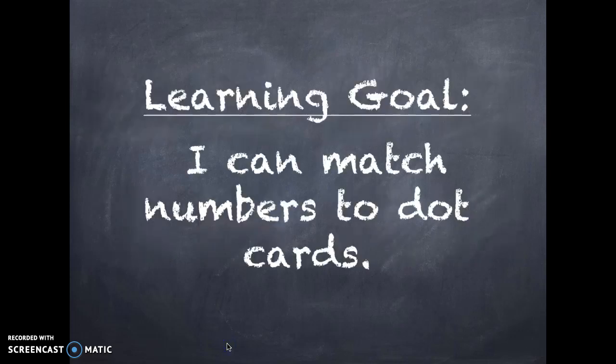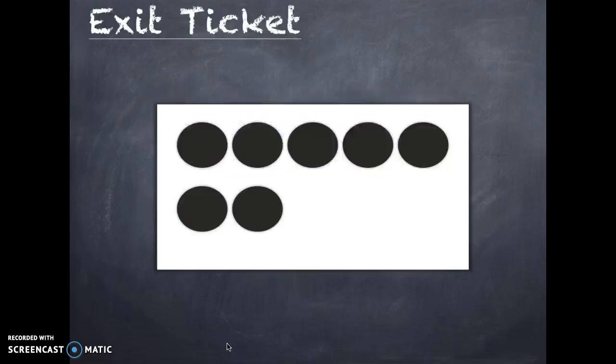Okay, our learning goal for today said I can match numbers to dot cards, and that's exactly what we did. We know it's important to look very carefully at the dots and then find the matching card. All right, this is your exit ticket, friend. I see the number 5, 6, 7. I'm going to add one more, and I want you to either make a video telling me what number that is, or write it down on a dry erase board and then send me the picture. Either way, I want to know what number matches this dot card. Okay? Good luck, friends.